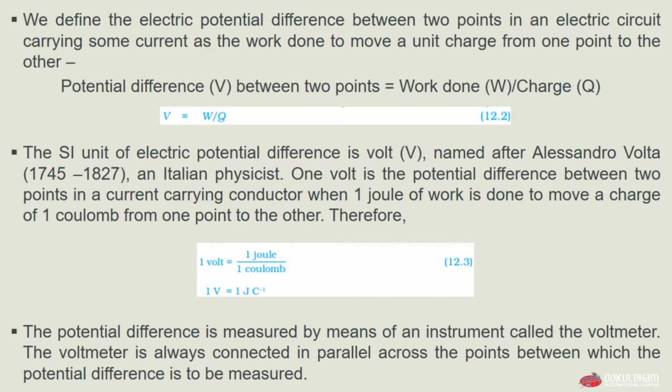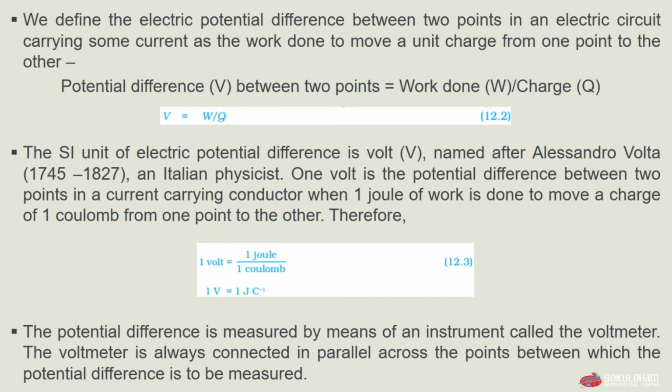Why do we use the inverse of coulomb? Because 1 joule is divided by 1 coulomb, so the value of coulomb will be inverse. So we say 1 V is equal to 1 J into C inverse.